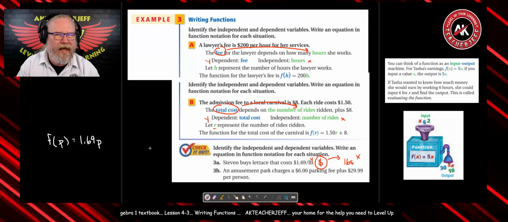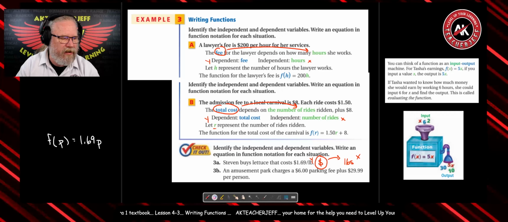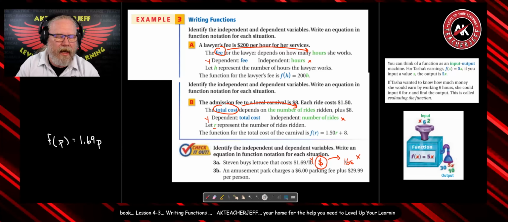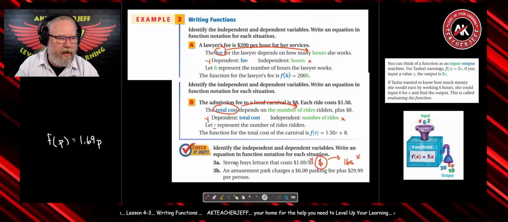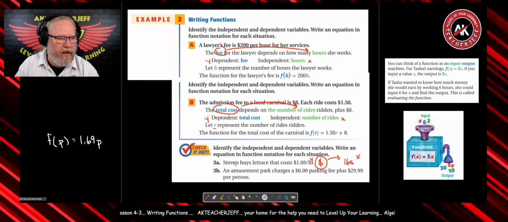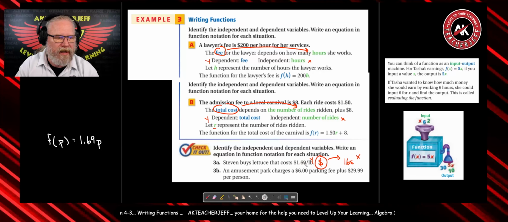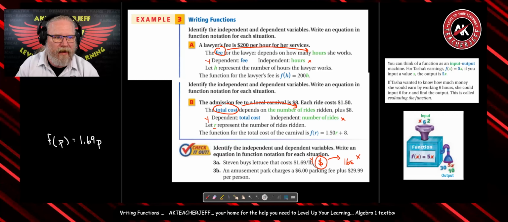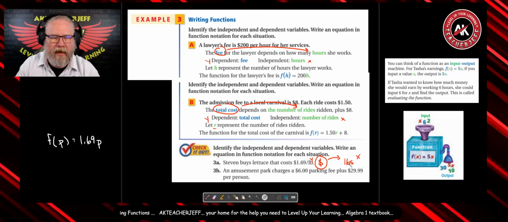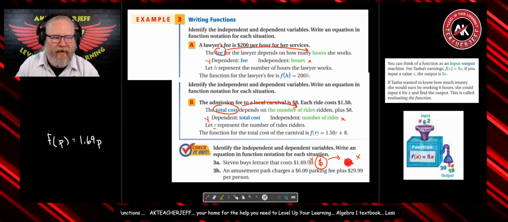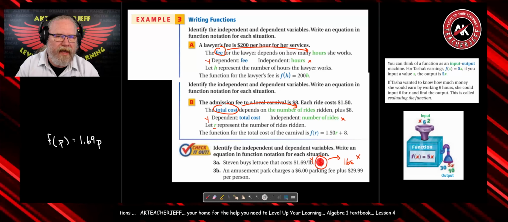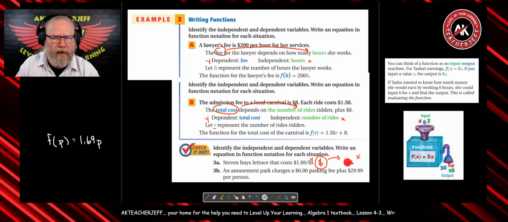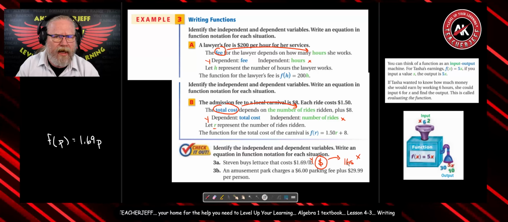Now, I also like to think of this. Sometimes I'll use the circle method, but honestly, sometimes I sit and think what causes one causes the other. So in this case, what causes what in the Stephen buys lettuce that costs $1.69 a pound? What's the total amount of money that he spends, right? Well, what causes that? Well, it all depends upon how many pounds that he gets. So it is the independent variable that affects the dependent variable. The dependent variable all depends upon what the independent variable is. That's the whole idea behind it.